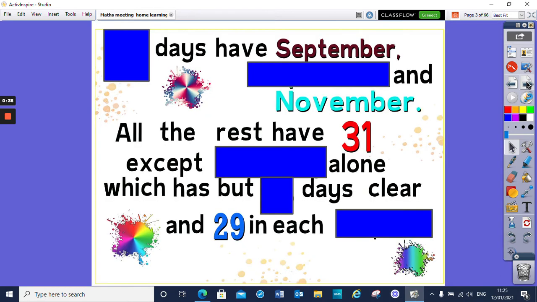Let's begin. We're going to start with our months of the year rhyme. I'm going to sing it, and I'm going to miss out those gaps, and we need to join in at home and fill in all those gaps as loud as you can. Ready?